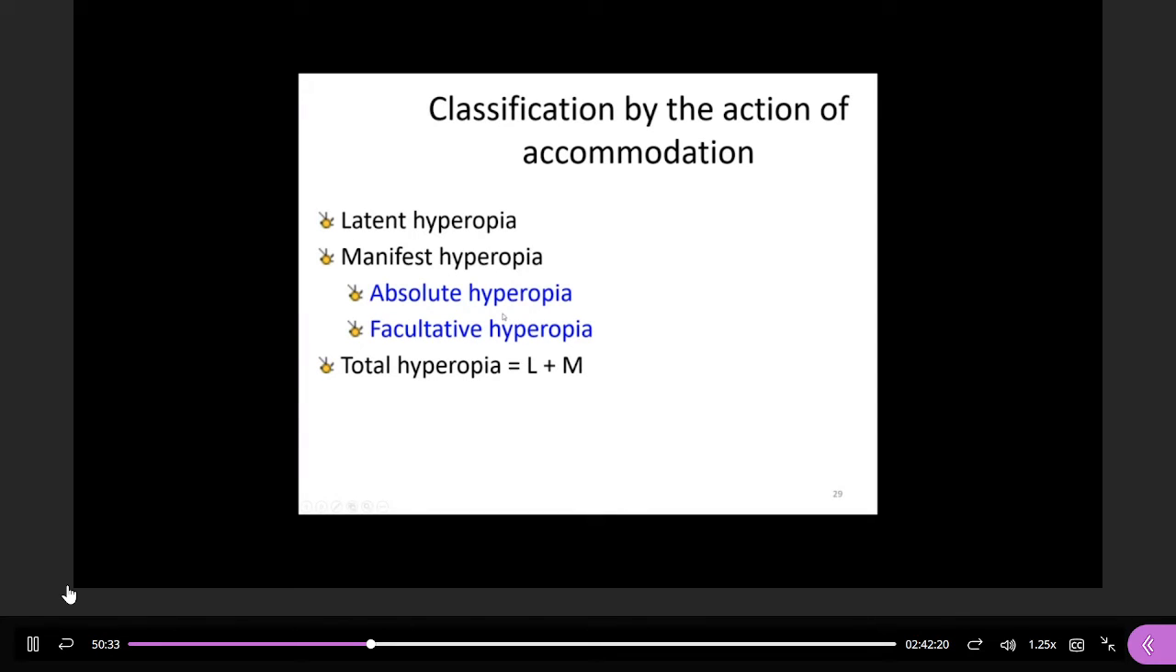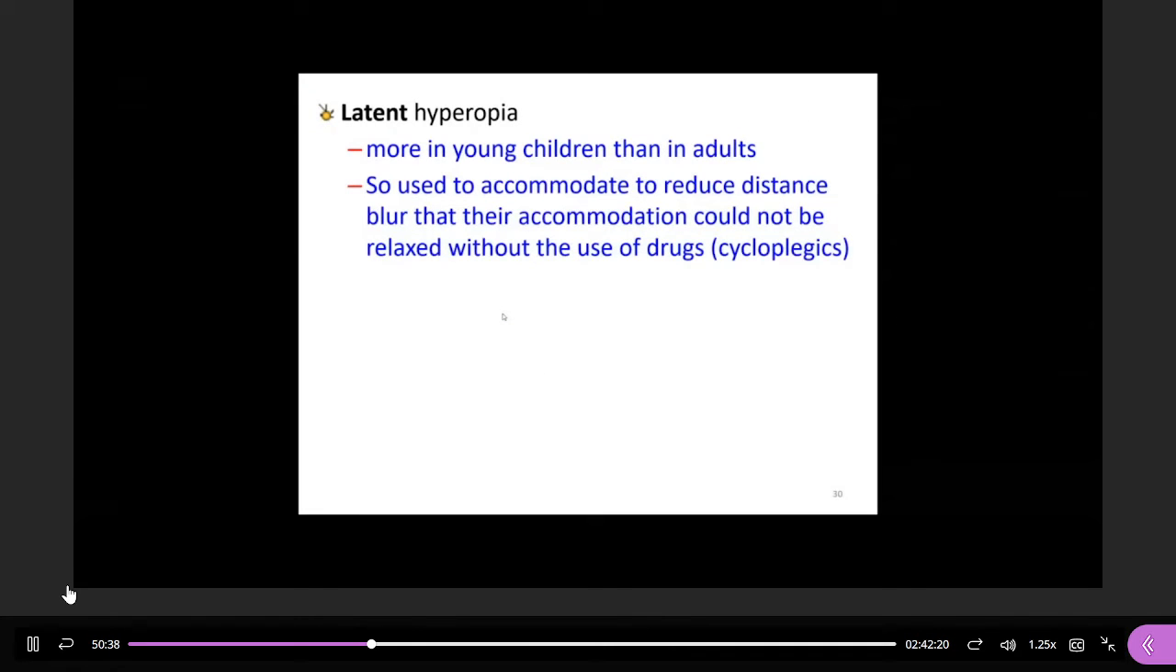So how do we define that? How do we calculate that? Let's see some definitions. Latent hyperopia: in kids, they have stronger self-accommodation. Accommodation means they can adjust it themselves. So there's more in young kids than in adults, and they use accommodation to refocus this hyperopia.